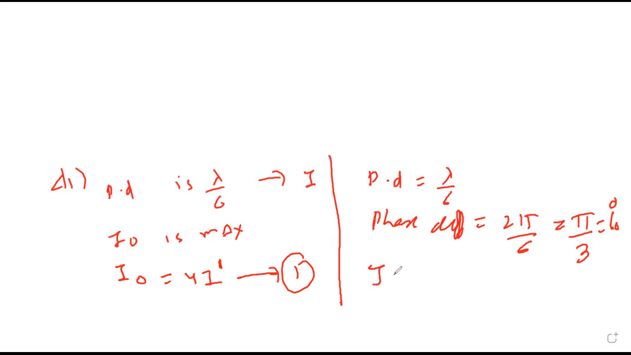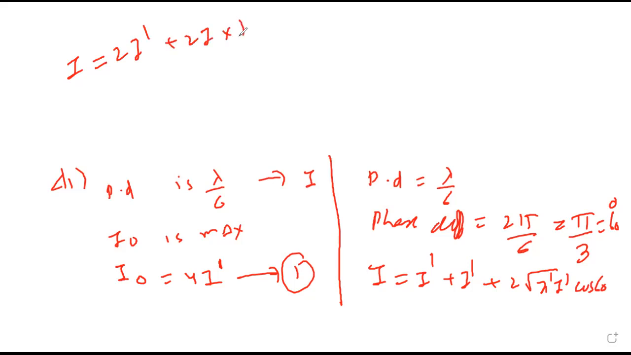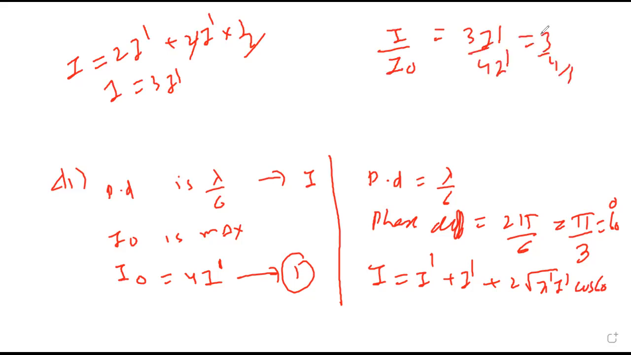So, resultant intensity I is I dash plus I dash plus 2 root I dash into I dash into cos 60. That means I is 2I dash plus 2I dash into cos 60, which is half. 2 to cancel. So I is 3I dash. Therefore, I upon I naught is 3I dash upon 4I dash, which is 3 by 4. D option.